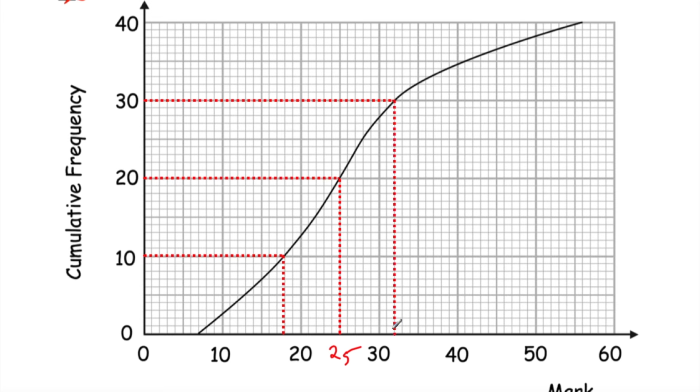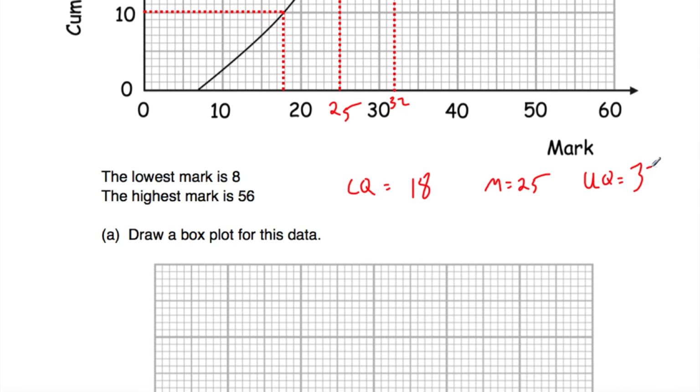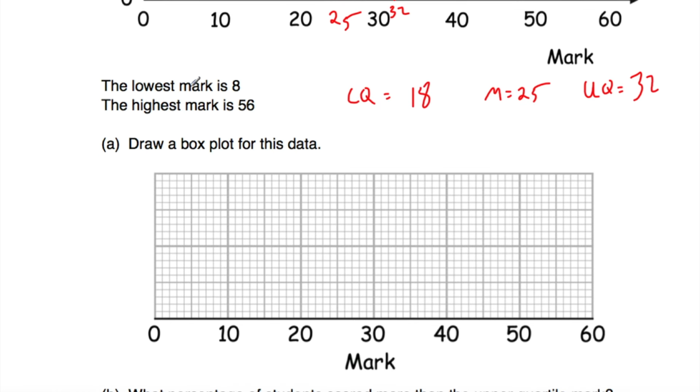And when we do that, we get to here, which is 32. So that means the upper quartile is 32 marks. So that's fantastic. We've now got the lowest mark, the lower quartile, the median, the upper quartile, and the highest mark. So let's draw those on the diagram.